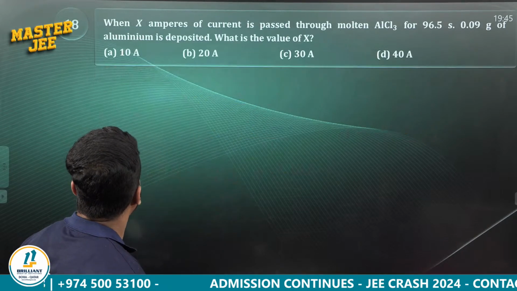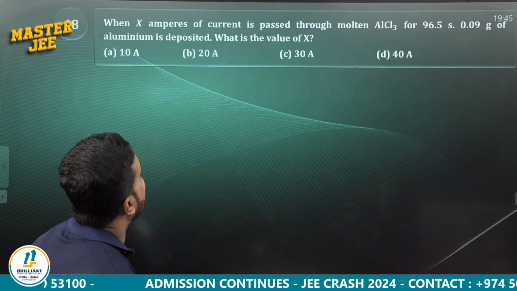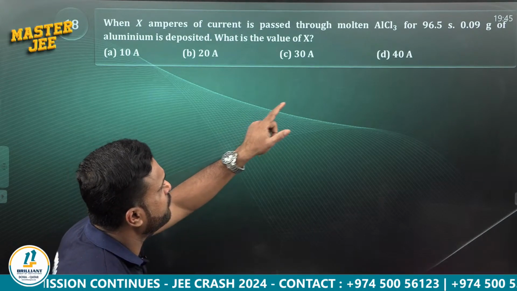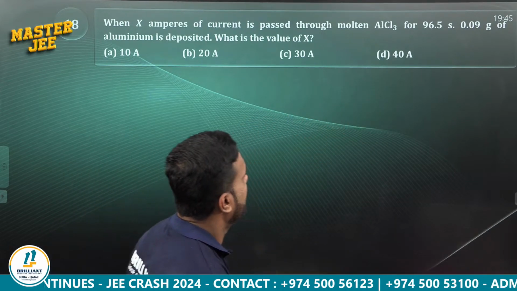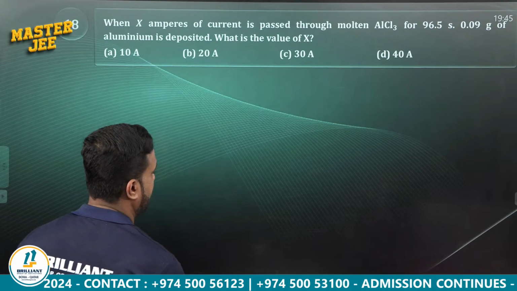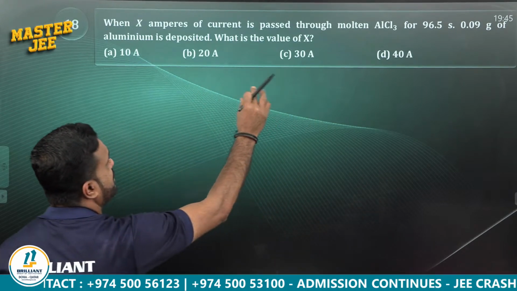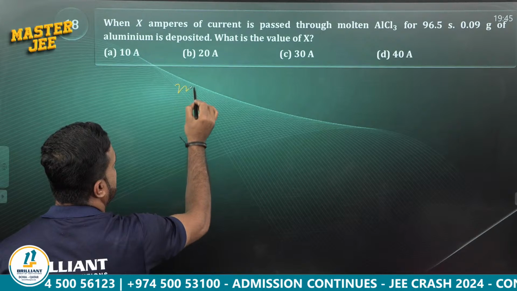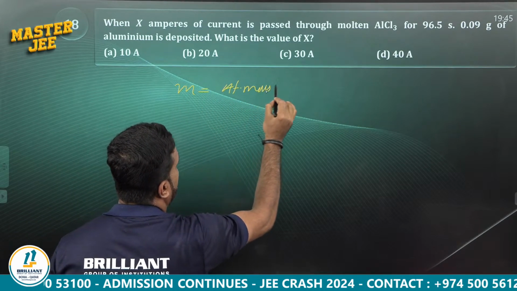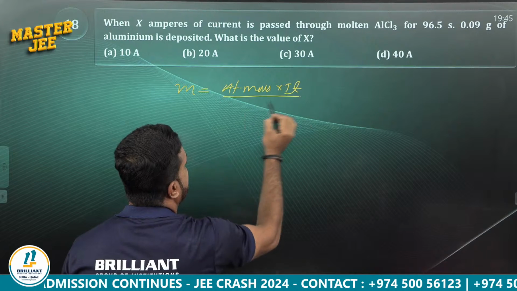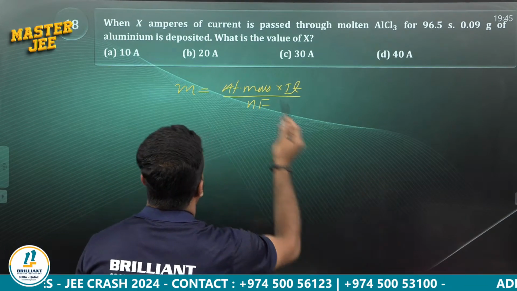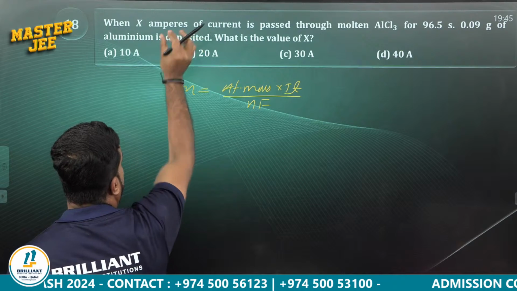Hope you got it. Question number 18. When X amperes of current is passed through molten aluminum chloride for 96.5 seconds, 0.09 gram of aluminum is deposited. What is the value of X? Here you know that one, it is based on Faraday's first law of electrolysis. I'll write the equation directly. M equals atomic mass into I t divided by n F. So we can substitute the value directly, only they are asking to calculate how much ampere of current is passed.